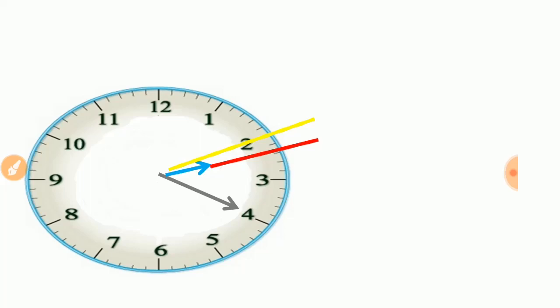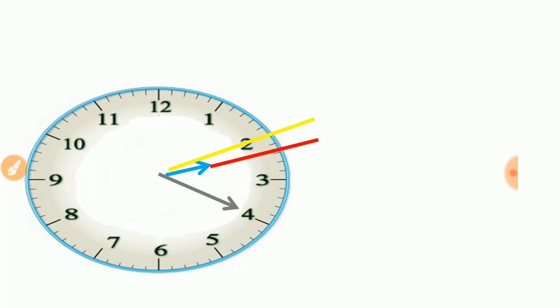So the gap between the yellow line and the red line is the result of the movement of the hour hand, that is the short hand. So why did the short hand move? The short hand moved from 2, that means from the yellow to the red line, just because of the movement of the minute hand. The movement of the minute hand from 12 to 4 affected the movement of the hour hand from the yellow to the red line.